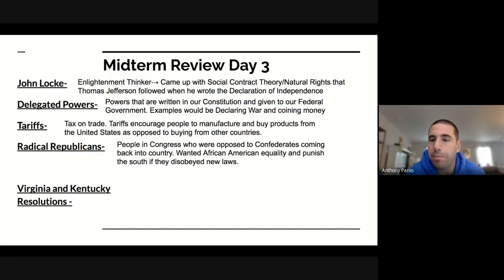They were very big in helping out African-American equality. They were very big in pushing the 13th, the 14th, the 15th Amendments. They were very good about doing that. And they wanted to punish the South if they disobeyed new laws. So they were a very big group in the beginning of Reconstruction for helping out African Americans, yet they also punished the South a little bit. So that's where they get the term radical. They were like extreme Abraham Lincolns.